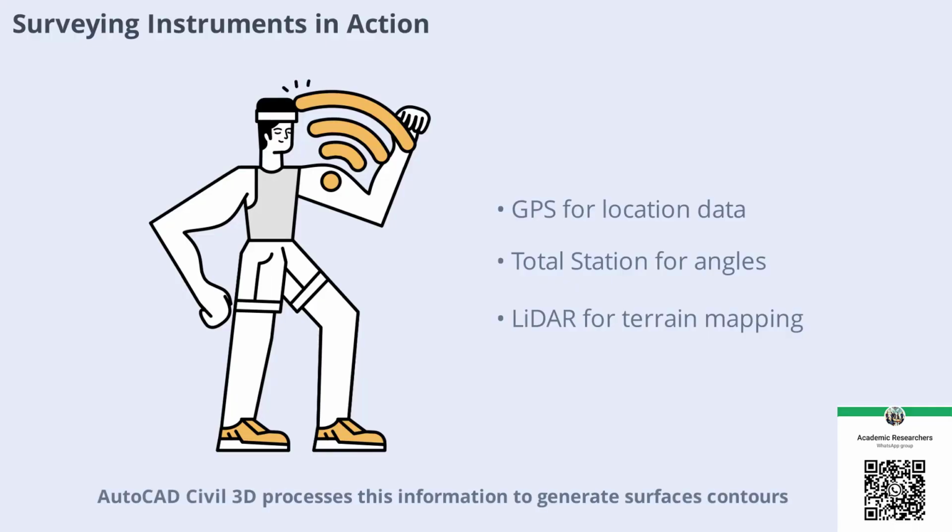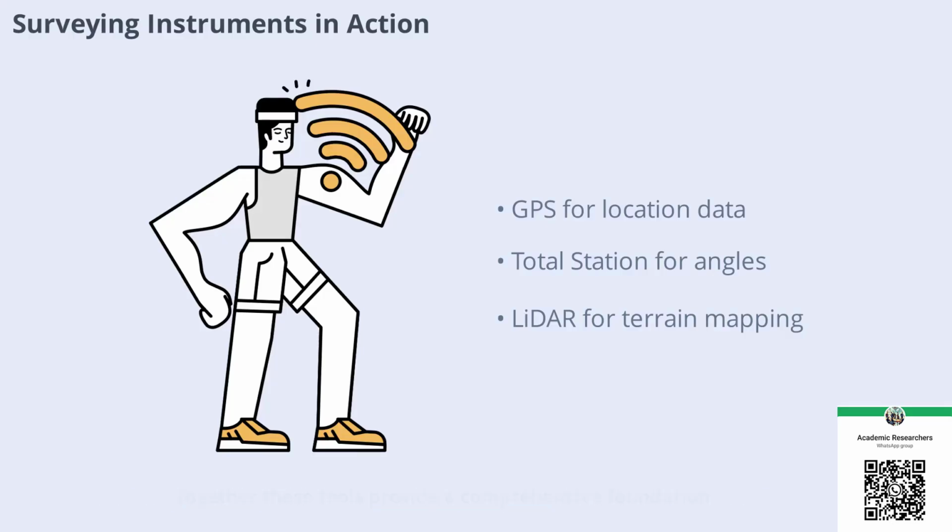AutoCAD Civil 3D processes this information to generate surfaces, contours, and design drawings. GIS software manages spatial datasets and master plans. Together, these tools provide a comprehensive foundation for accurate and efficient infrastructure design.